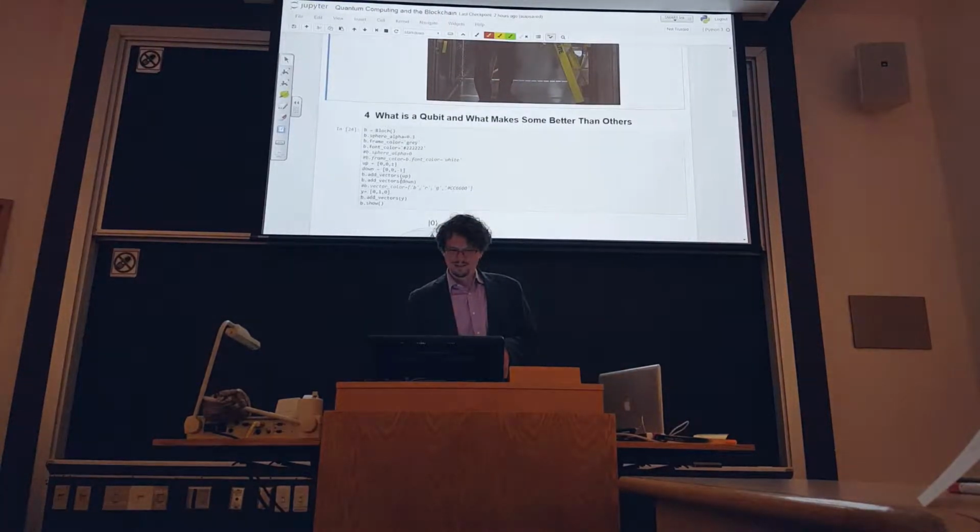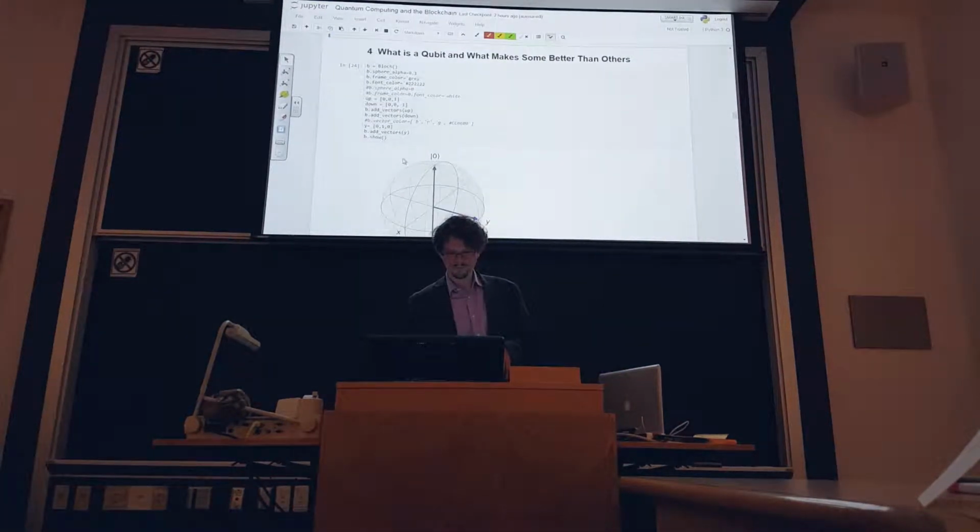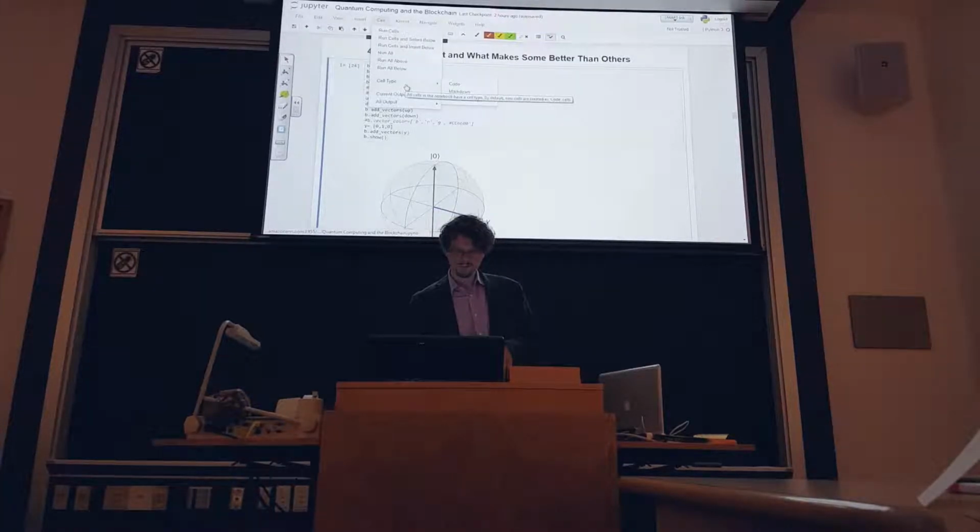Of course, since we have a lot of people here who are new to this whole subject area, let's first recuperate a little bit and step back and actually look at what a qubit is supposed to be. So I'm actually going to clear this for a moment here.